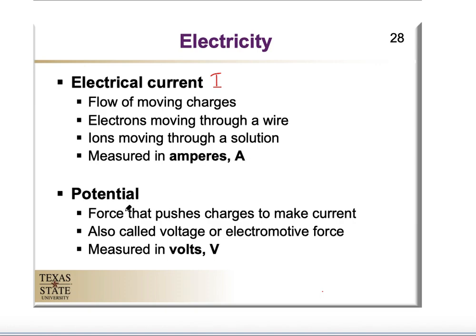Now, the other concept is potential, and in this class, you're going to be seeing potential as a squiggly E, or an epsilon. The potential is the force that pushes charges to actually flow. So it's basically the driving force for electrical current to occur. We also call it the electromotive force, or basically the driving force to enable a current to take place. It is also called voltage, and because of that, we're going to be measuring it in volts, or capital V.